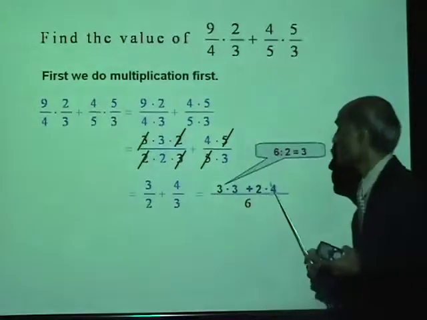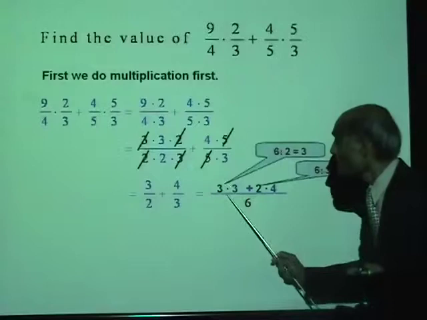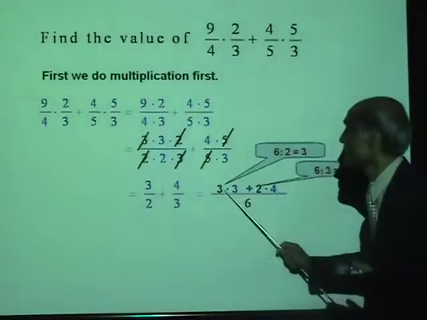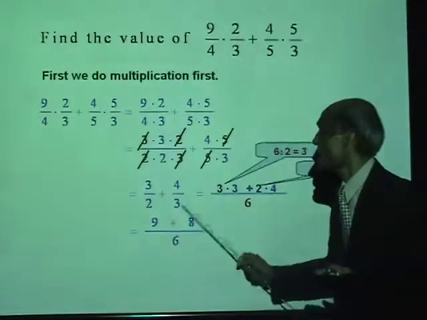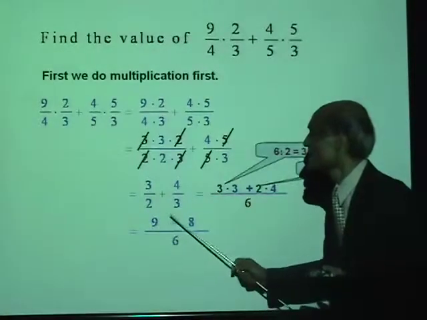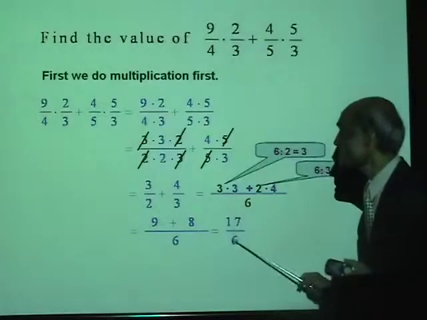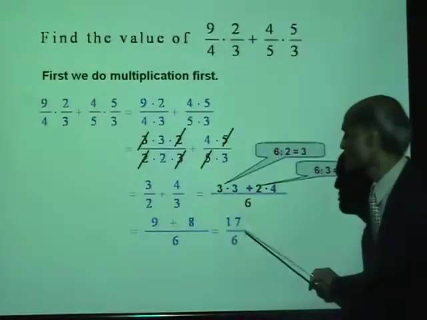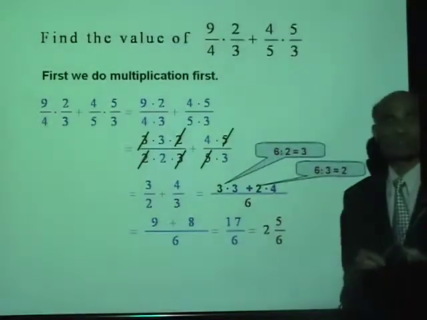Multiply that 2 with the 4. Okay, and now on the numerator multiply the numbers. That will be 3 times 3 is 9, plus 2 times 4 is 8. 9 plus 8 over 6. That is 17 over 6. And I'm sure you can write this as a mixed number as 2 and 5 over 6.